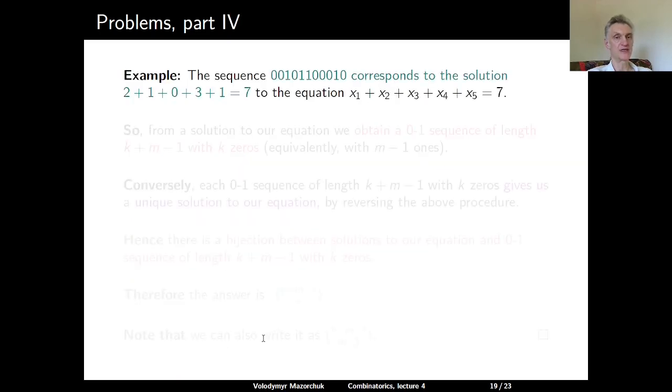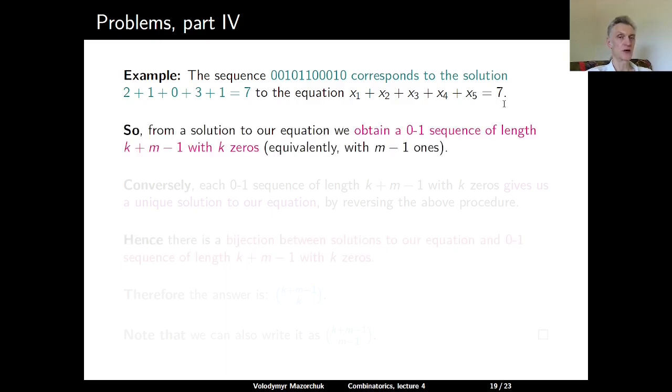So for example, the sequence 0, 0, 1, 0, 1, 1, 0, 0, 0, 1, 0 corresponds to the solution 2 plus 1 plus 0 plus 3 plus 1 is equal to 7, to the equation x1 plus x2 plus x3 plus x4 plus x5 is equal to 7.